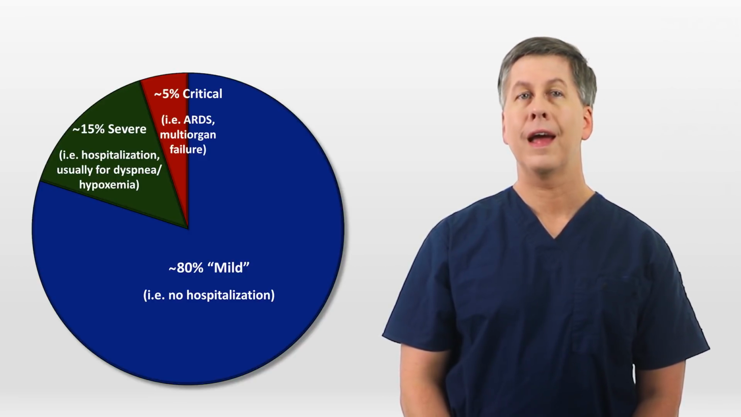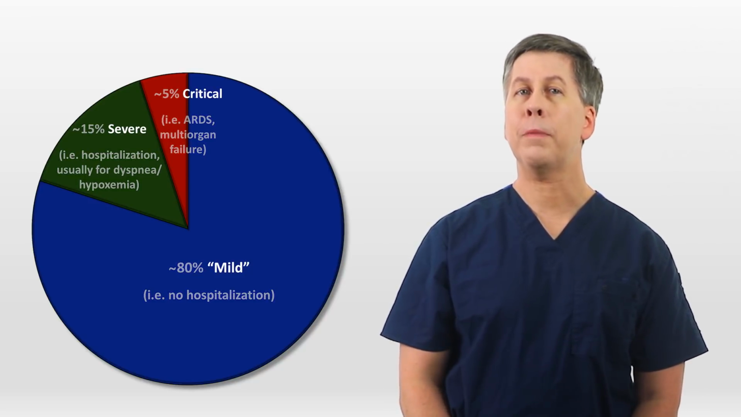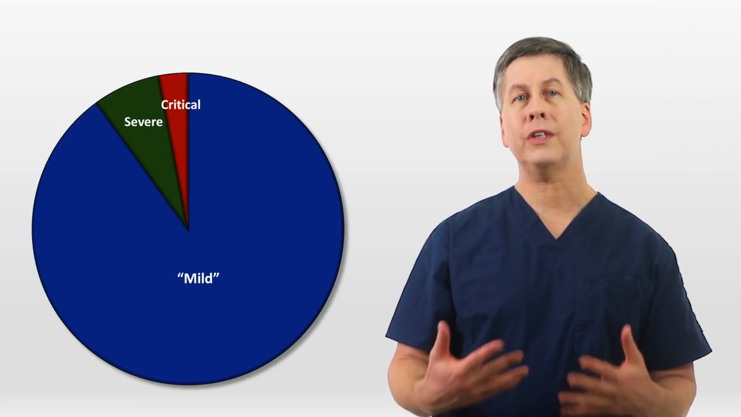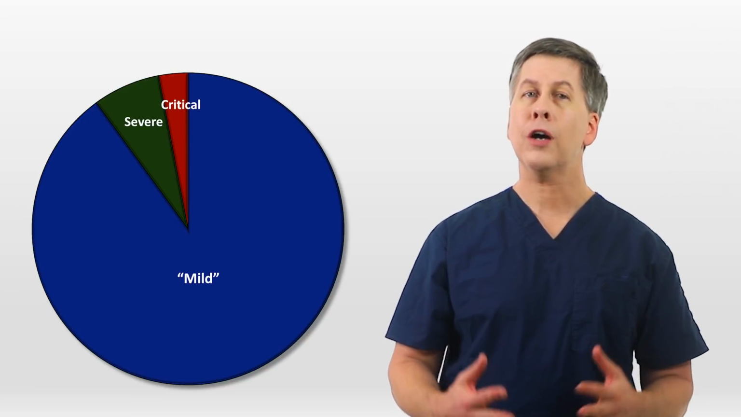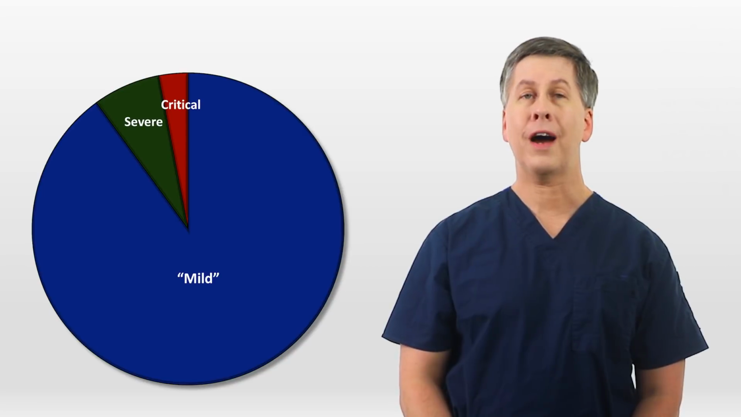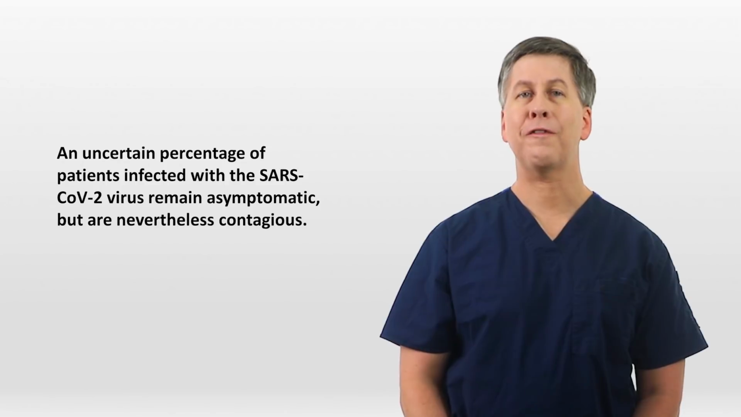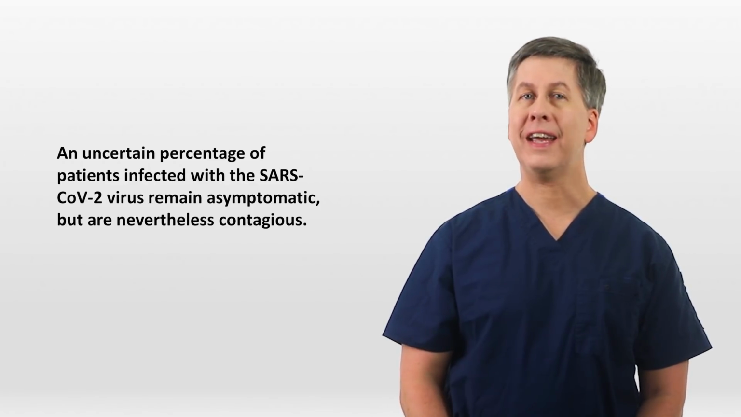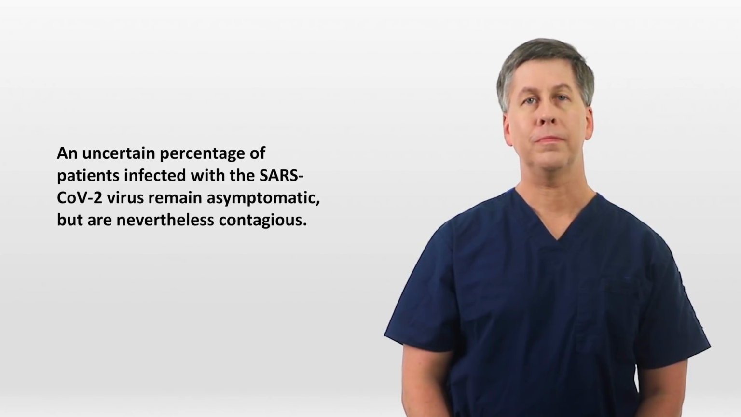failure. As the pandemic has evolved in the US, anecdotally, these numbers have shifted a bit as more mild cases are being recognized, resulting in a proportional decrease in the percentage of severe and critical cases, but updated reliable specific numbers are not available. An uncertain percentage, but probably a minority of patients infected with the SARS-CoV-2 virus remain asymptomatic. Asymptomatic individuals are nevertheless contagious and can spread the virus to others who may then become ill.